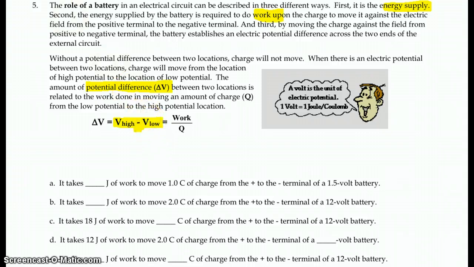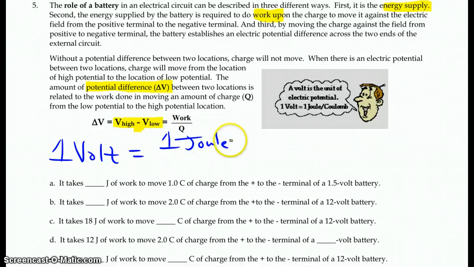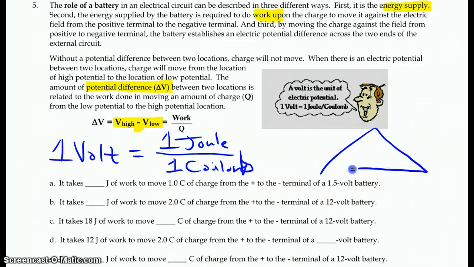Now, we define 1 volt of potential as the ability to move 1 joule, to expend 1 joule of energy to move 1 charge, which would be the unit of 1 coulomb. So if you're trying to figure out how much of each of those you need, essentially it would work out like this.